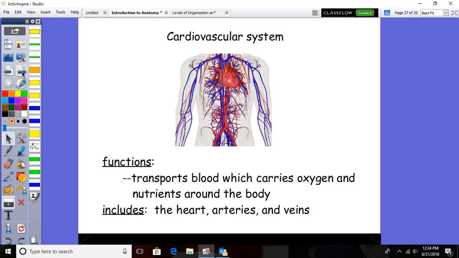As far as the organs, it's going to include your heart and your arteries and veins, and we'll name those later on in the semester, okay? That is cardiovascular. Its job is to pump blood around the body, and of course that blood is going to carry oxygen and nutrients. Okay, let's look at our next system.